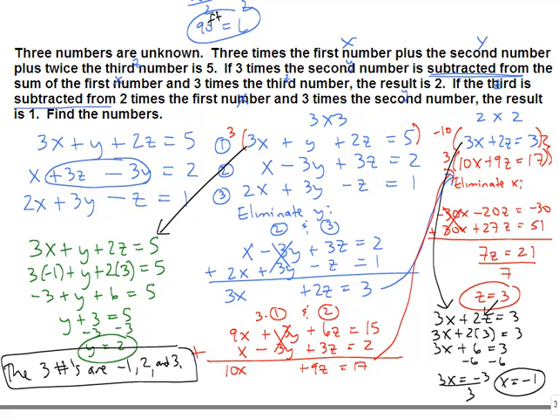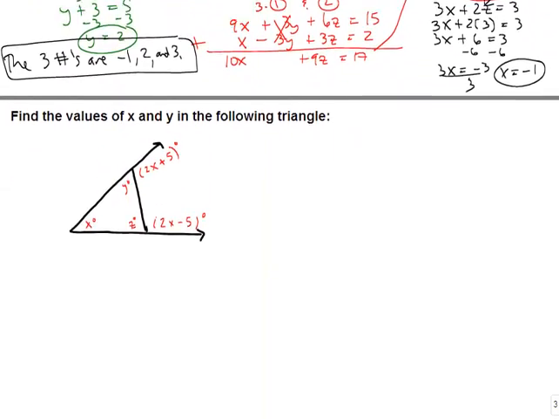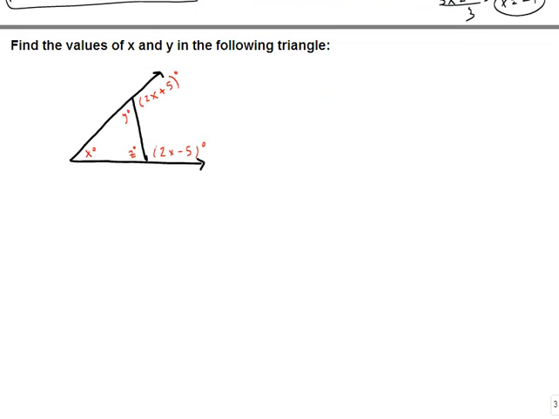A little bit tougher to do because the process of solving a 3 by 3 system is a lot more involved. You just have to be very careful and organized. We're going to try one last example that is also a 3 by 3 system, and this is also kind of a geometry related problem. So in this example, we're trying to find the values of x and y in the following triangle.